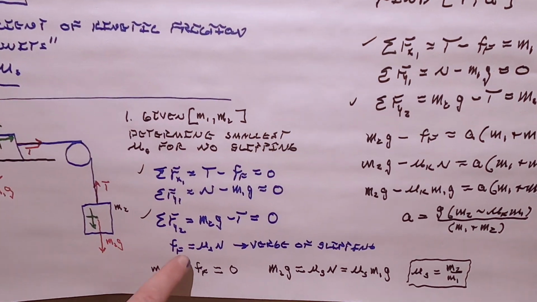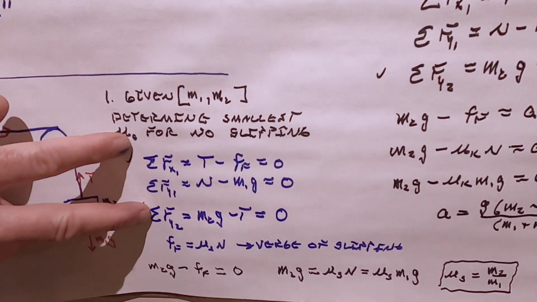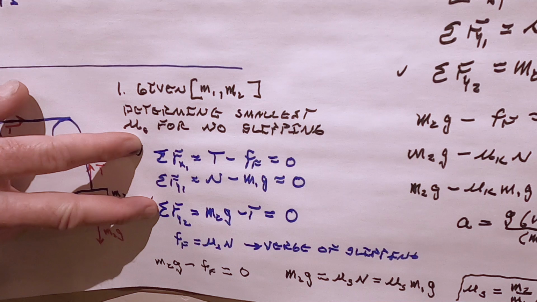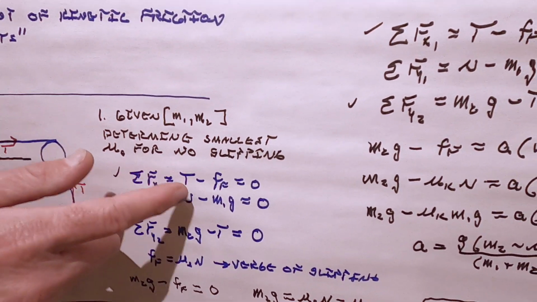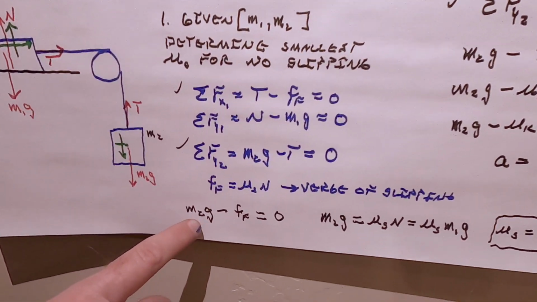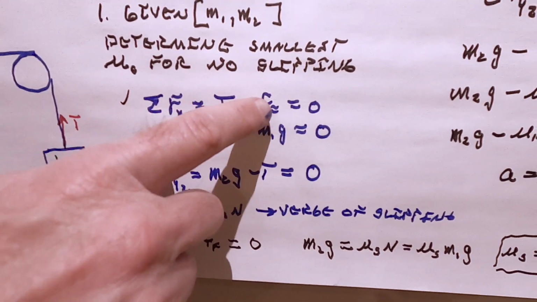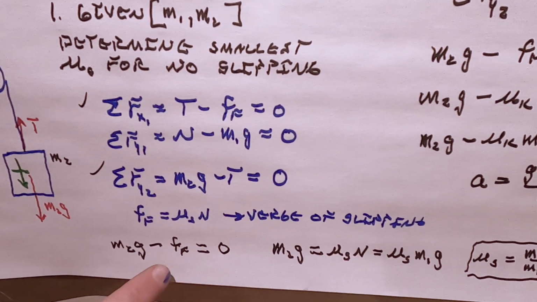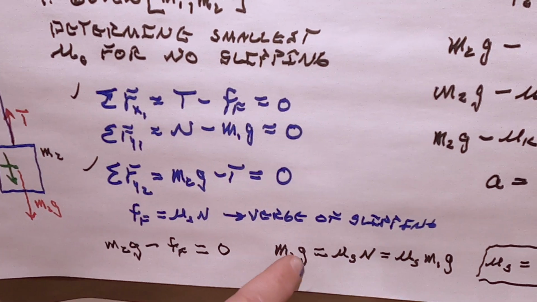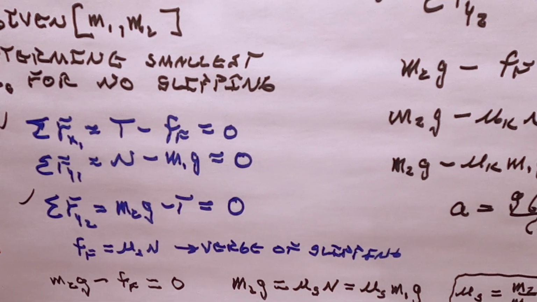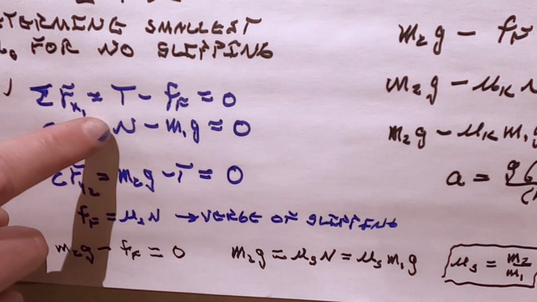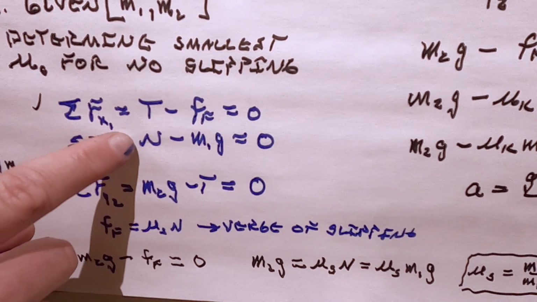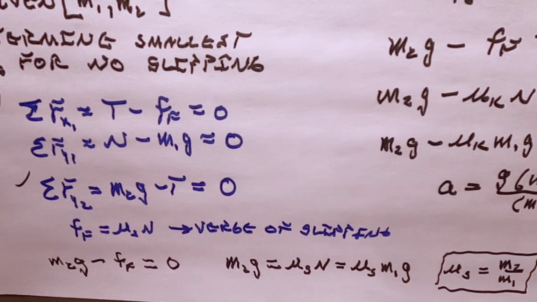Okay, so from these three equations, I said, well, let's take these two equations and just add them. If we add them, the T's drop out, and we just get the M2G from here minus the friction equals 0. I'll put in what the friction is from right here. That's just mu S N. And we'll put in what N is from right here. N is just M1G. So we can put in M1G.